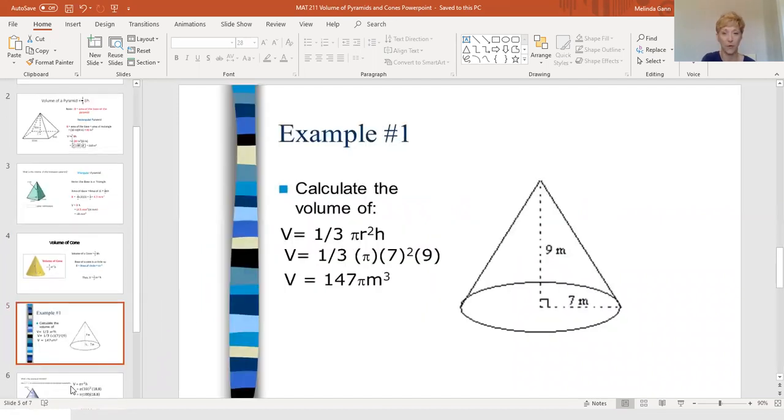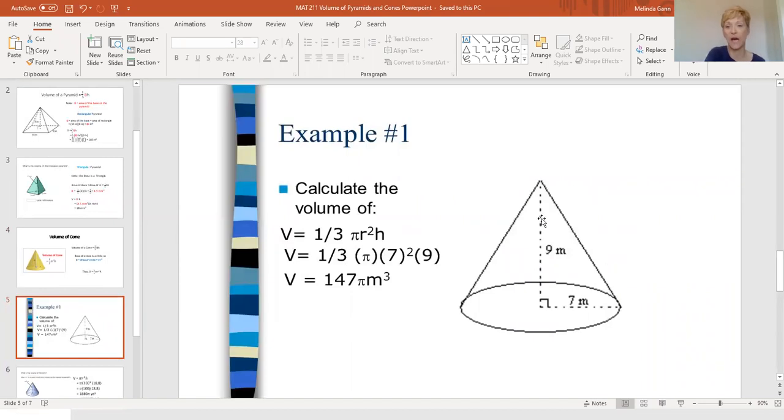So let's go work a couple. All right, look at this one. Here's my cone. All right, so there's my volume, 1/3 pi r squared h. Well, look at this radius. This radius is 7 meters. So my r is a 7, but I've got to square it. The height is the height of the whole cone, which is 9 meters. Remember, you're looking for those heights. You're looking for right angles.